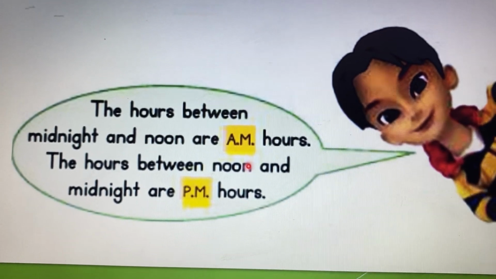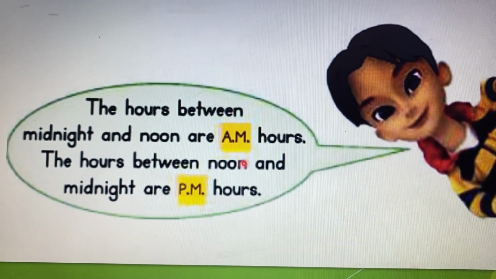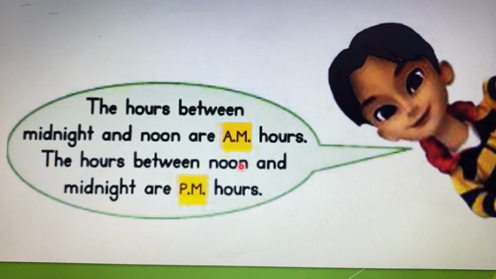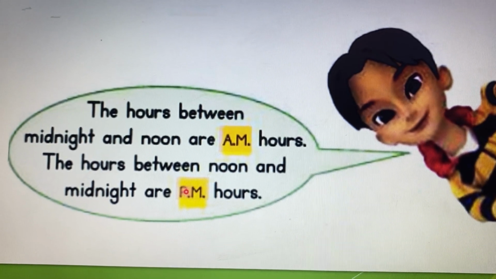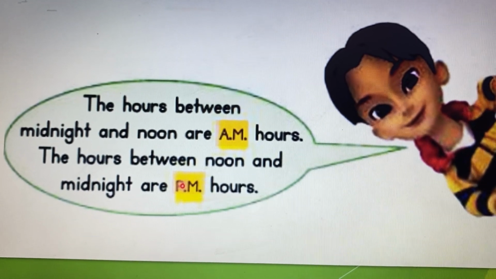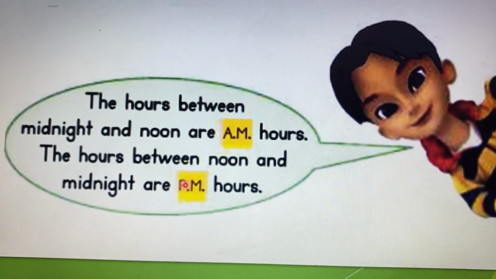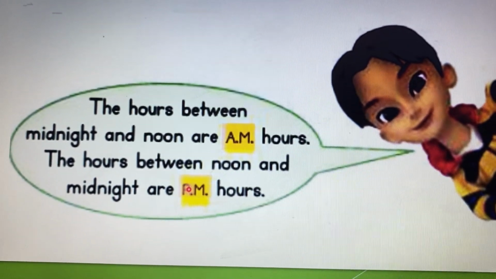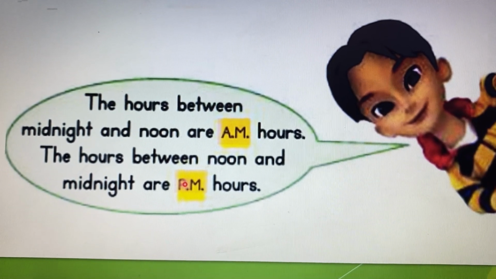Because during the day, not in the midnight, when the hour becomes 12, that means we are at noon. So we start with the p.m. So we say good afternoon. Now from 12 during the day till 11 at night, we say p.m. But starting from 12 at night, in the midnight, till 11 during the day, we say a.m. Okay?